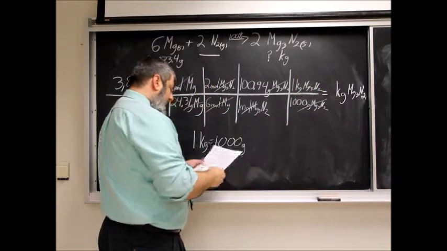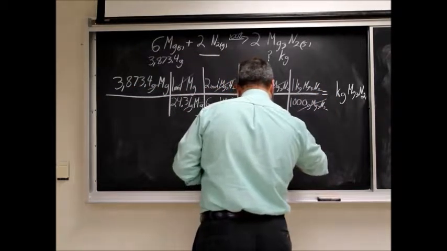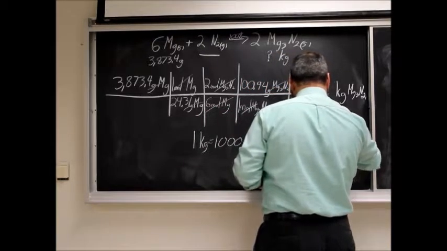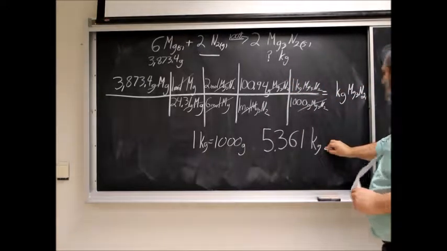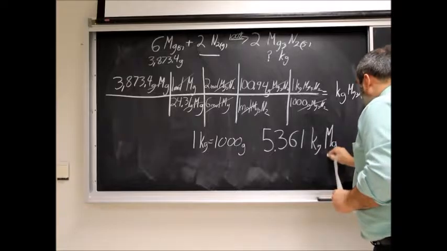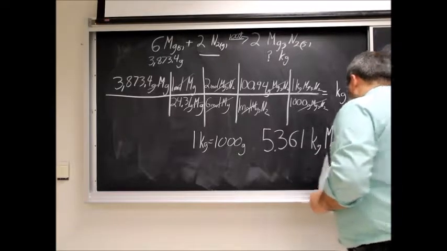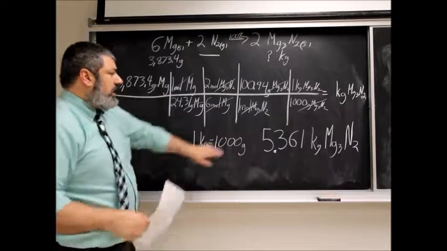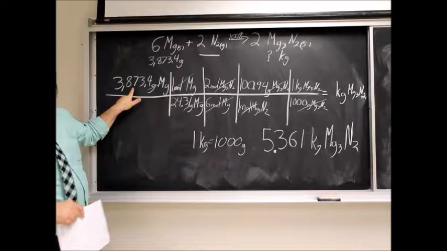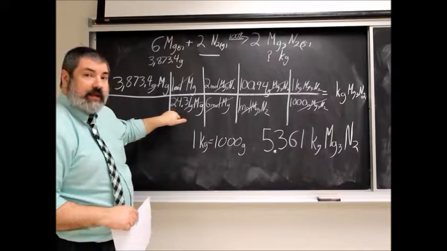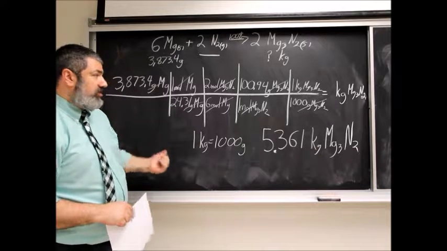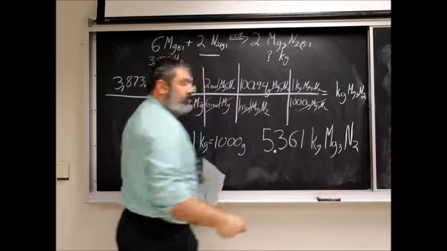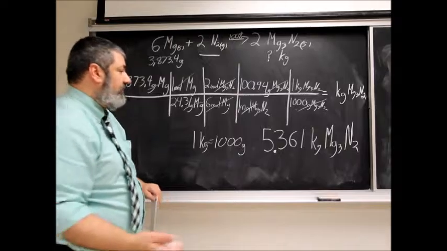Grams cancel, and when all is said and done, you get 5.361 kilograms of magnesium nitride. So 5.361 kilograms of magnesium nitride. Significant figures. We start with 5 significant figures. The periodic table that I gave you only has magnesium to 4, so that limits us. Everything else has more than 4, it has 5 significant figures. This is actually an infinite number of significant figures because it's a definition.